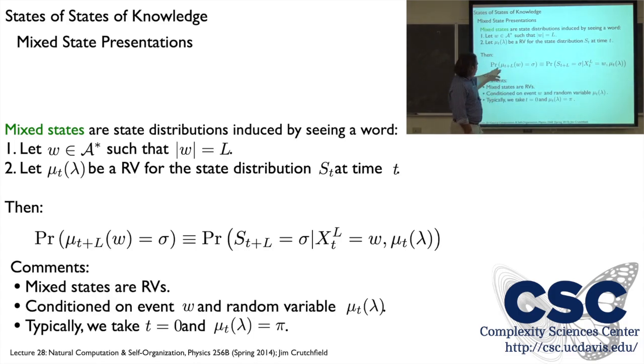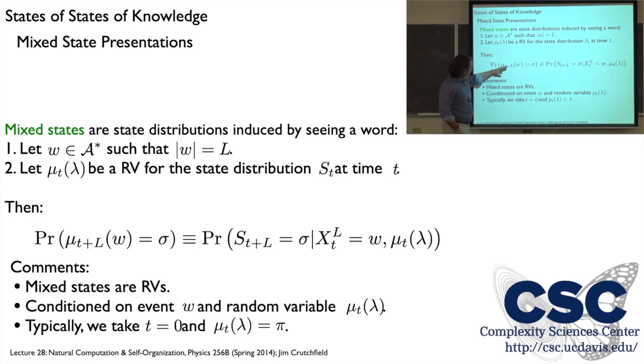So what does this mean? Well, it's a slightly confusing notation. What's the probability that this, now thinking of the mixed state as a random variable, what's the probability that it is one or the other of the given states, presentation states that we're starting with? Just simply giving the interpretation, it's the probability of being in states, the state distribution, having seen the word and having started with a given state distribution.